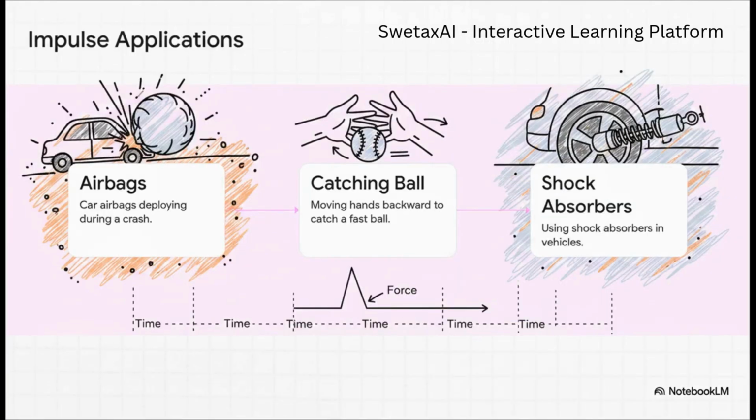Let's take a second to look at this in the real world, because it's actually pretty cool. Think about airbags deploying in a car crash, or a baseball player catching a super fast pitch by pulling their hands backward, or even the shock absorbers in your car. What do all of these things have in common? They extend the time of an impact. By increasing the time interval of the collision, you drastically reduce the deadly peak force that the body actually experiences. It's literally physics saving lives every single day.